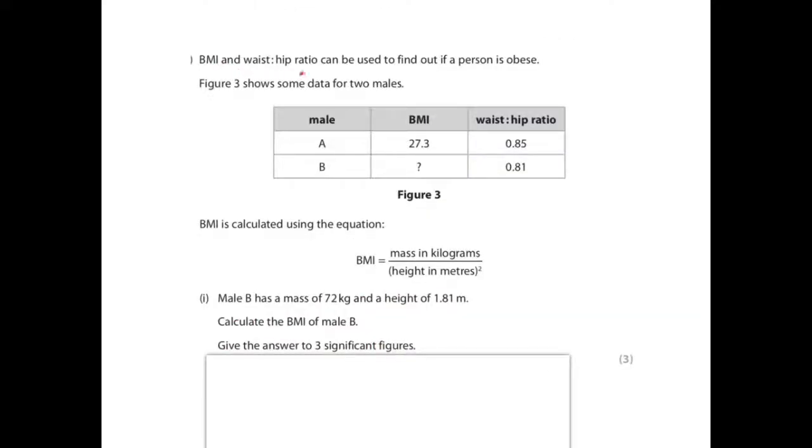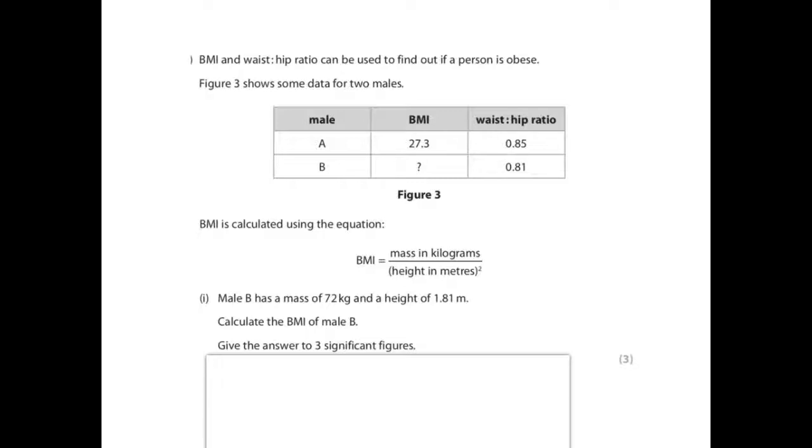BMI and waist to hip ratio can be used to find out if a person is obese. Obese means dangerously overweight. Figure 3 shows some data for 2 males, male A and male B. Male A has a BMI of 27.3 and a waist to hip ratio of 0.85. A normal BMI would be 20 to 24 or 25. Between 25 and 30 is overweight, and above 30 would be obese.